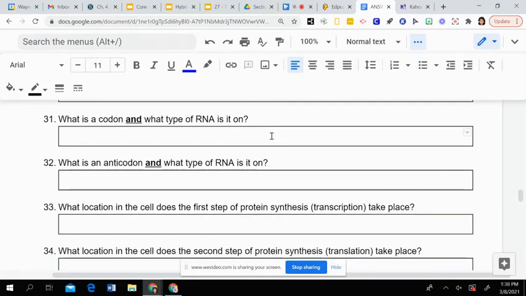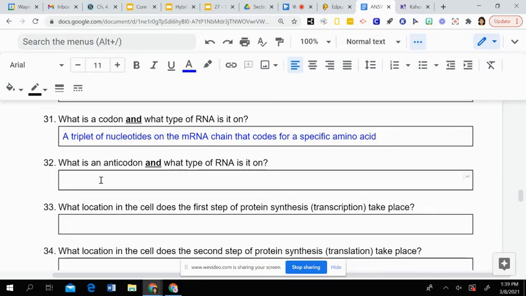Then, what is a codon? And through that definition, what type of RNA is a codon attached to? Allie? Yes. Right? It is a triplet of nucleotides on the messenger RNA chain that codes for a specific amino acid.